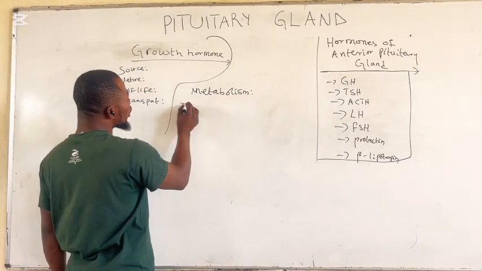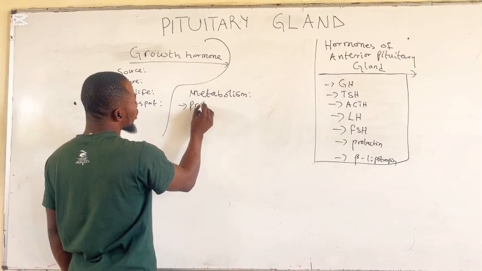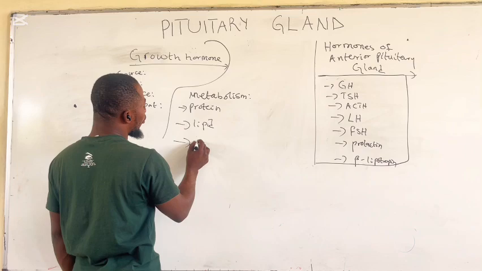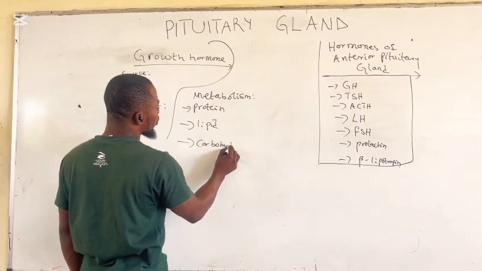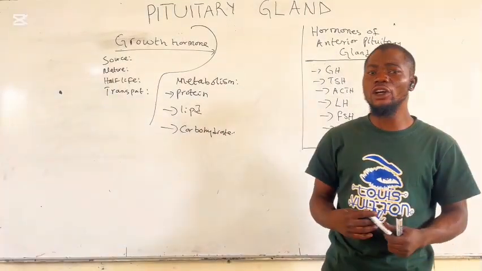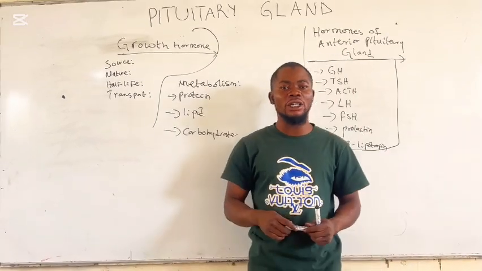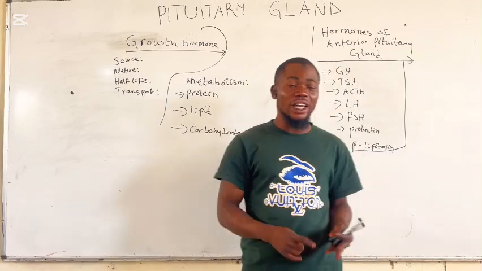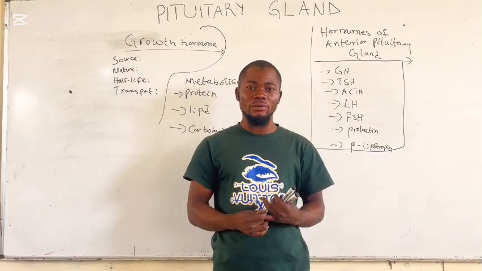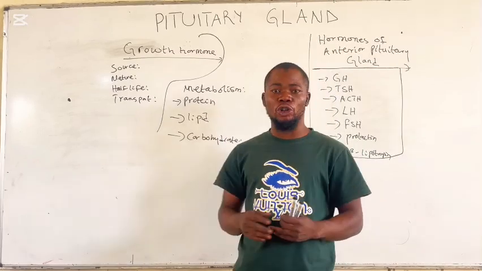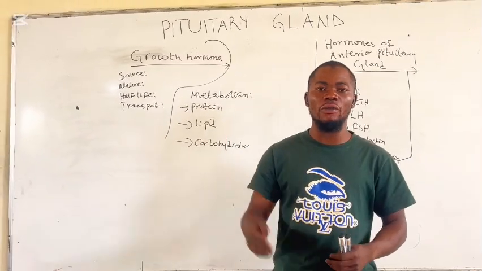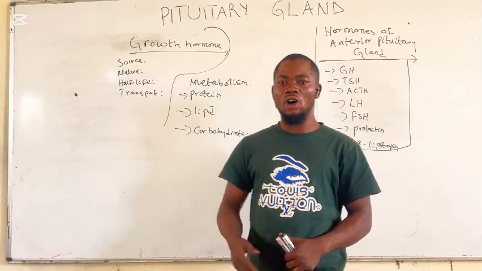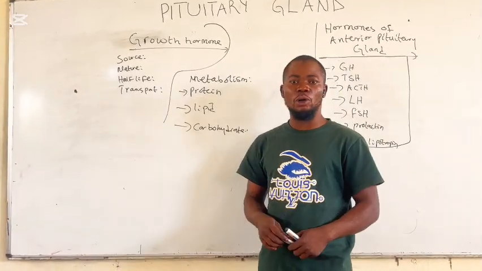It acts on the metabolism of protein, on the metabolism of lipid, as well as on the metabolism of carbohydrates. The action of growth hormone on protein metabolism is that it increases the synthesis of protein in the following ways. It increases the absorption of amino acids, decreases the catabolic breakdown of protein, increases the transcription of DNA to RNA, and also helps in the translation of messenger RNA. All these things help in the synthesis of protein.